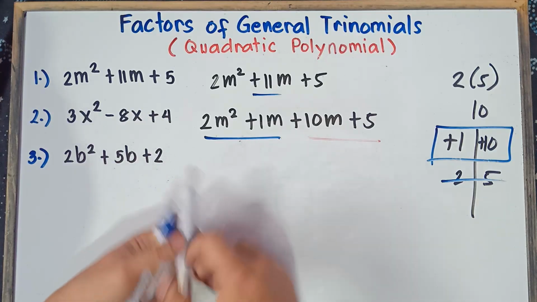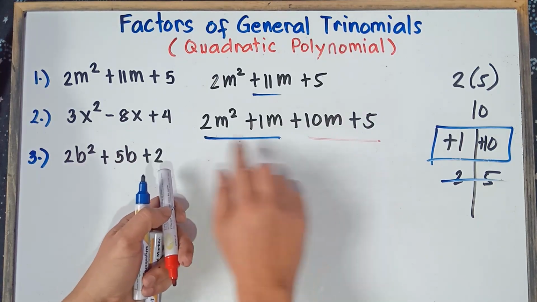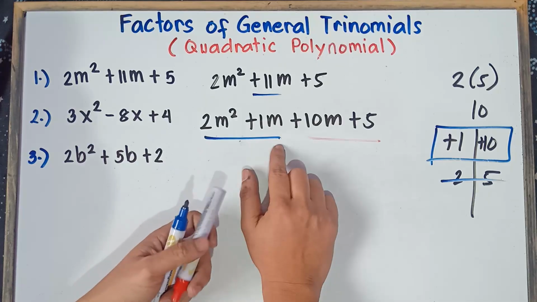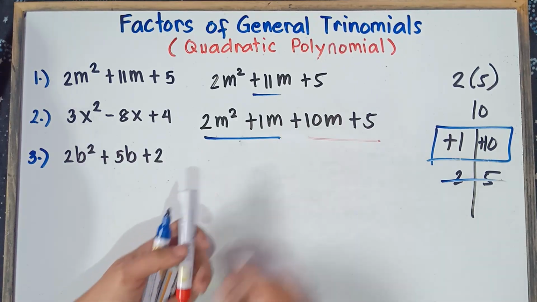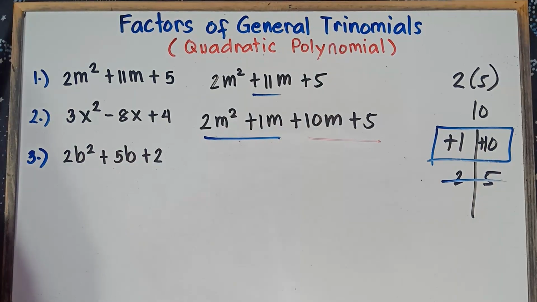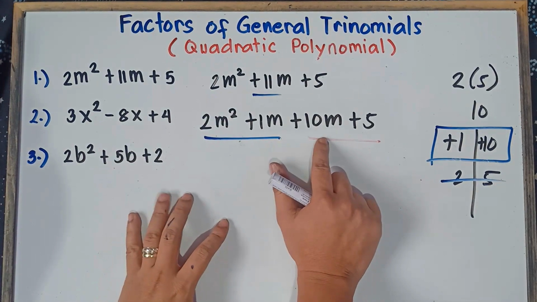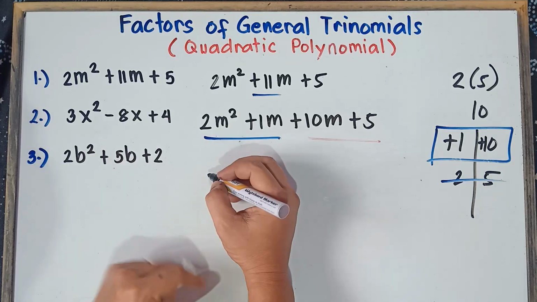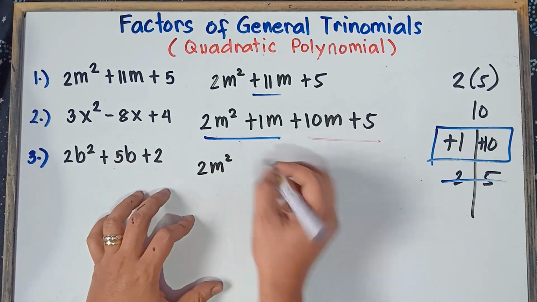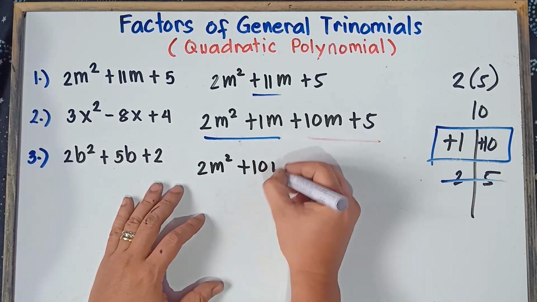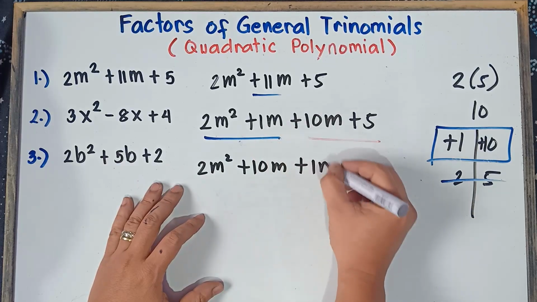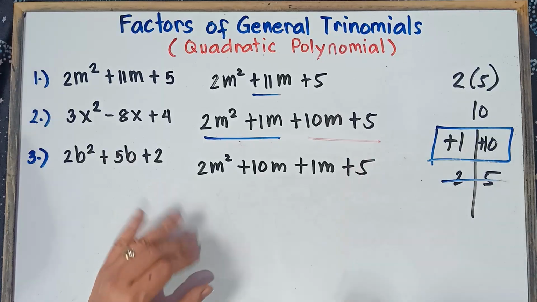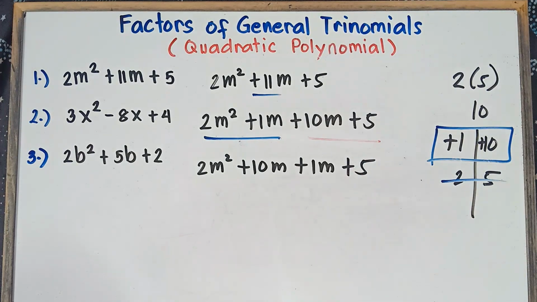We combine the first term by the second term. We will be factoring out the first term by the second term, third term by the fourth term. Now, question, sir, can I write this way, sir? What if I write 10m first, and then next will be 1m? How about if I write this way, sir? 2m squared, and then positive 10m comes first, and then positive 1m, and then positive 5. Can I write this way, sir? Do we have the same answer, sir?